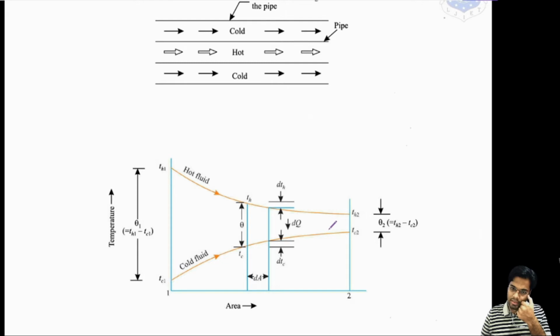We have already discussed this diagram in our previous LMTD session, so we are not going into detail for this diagram. We know that the inlet temperature difference is denoted by theta1, which is Th1 minus Tc1, and the outlet temperature difference is denoted by theta2, which is Th2 minus Tc2.